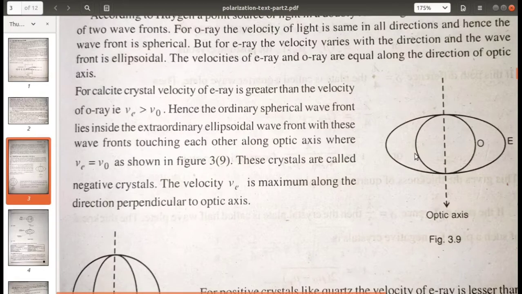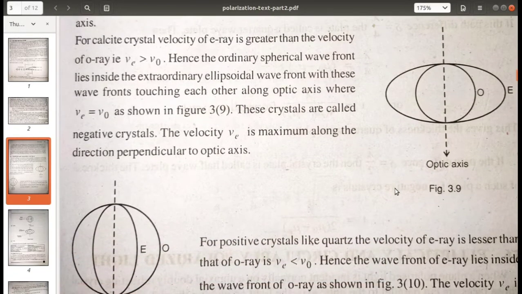The velocity VE is maximum along the direction perpendicular to the optic axis. This is the maximum velocity direction. You can see it from the picture. This is the maximum value for the velocity of extraordinary rays. But for ordinary rays, it is the same in all directions.